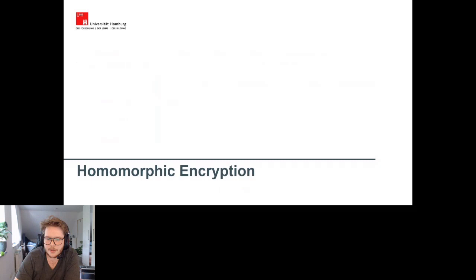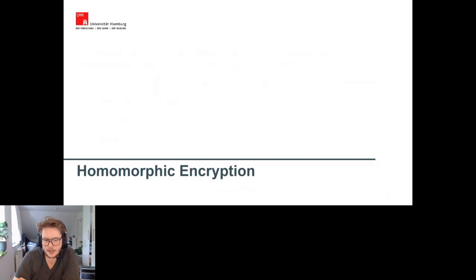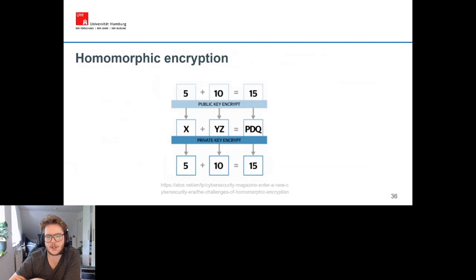Great. This was a very short take on secure multi-party computation. I will talk about the advantages and disadvantages later. And in the end, homomorphic encryption, right? The holy grail of encryption, as it is sometimes called. And this is a very easy way to phrase this.